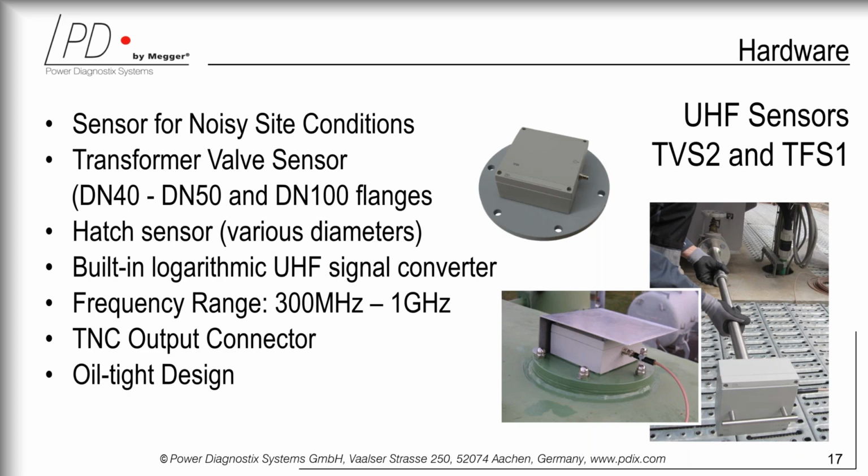The sensor itself has a built-in logarithmic UHF signal converter, has a range from 300 megahertz up to 1 gigahertz, has the typical TNC output connector, and of course the one that is used for valves is an oil type design. It's being introduced exactly based on the transformer manufacturer specifications into the tank in order to avoid any potential issues with getting too close to the windings, etc.